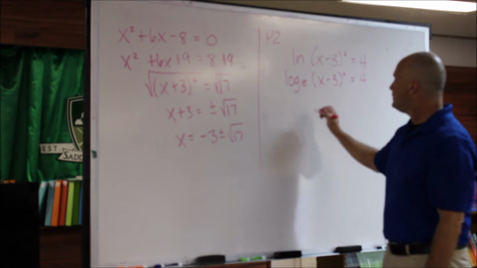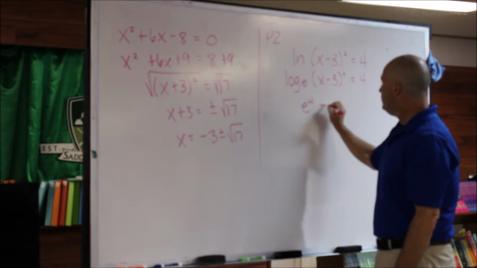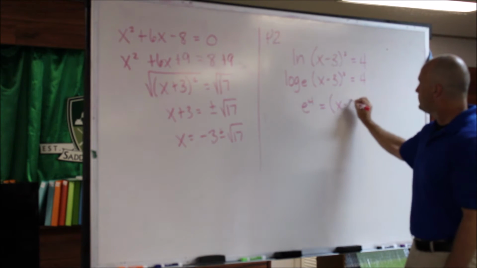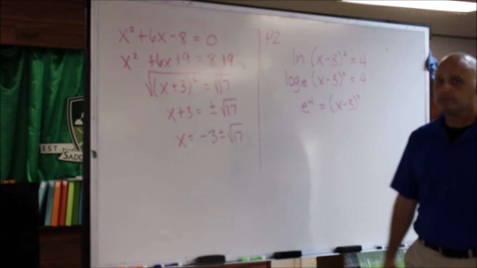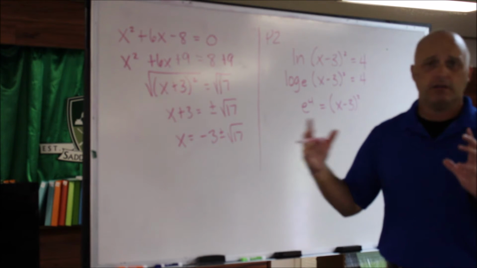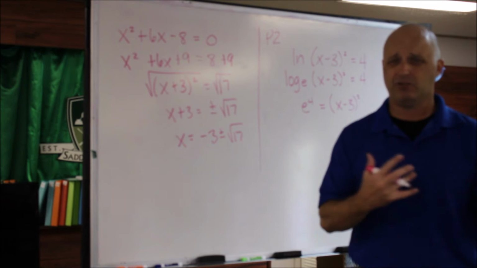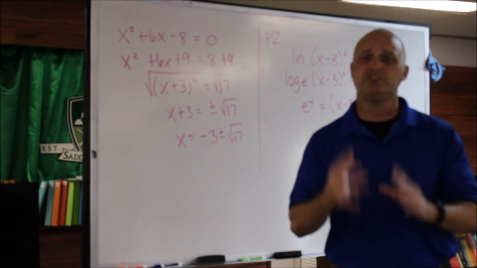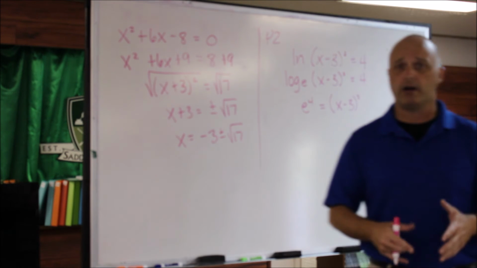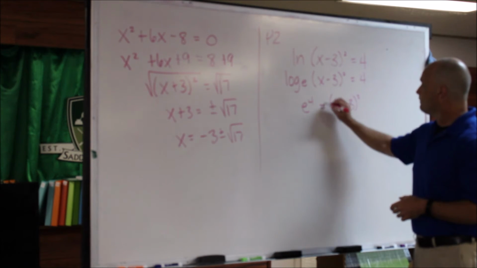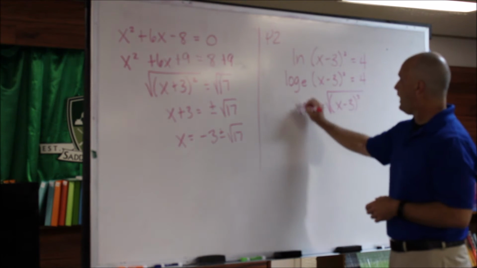So we can go e to the 4th is equal to x minus 3 squared. Now, rather than foiling this out and getting really complicated with it, let's just try to get rid of that square by taking the square root. So we take the square root of both sides.